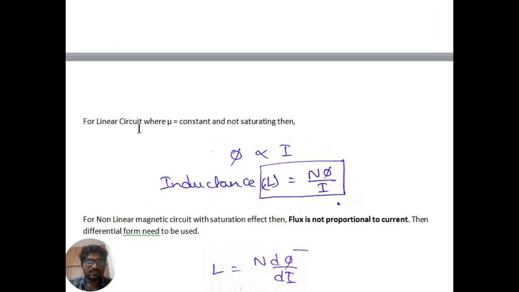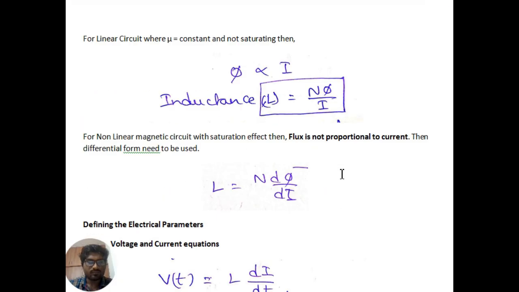If we consider a linear circuit, that means there is no saturation. If flux increases, current also increases. In that case, the differential form can be removed. L is equal to N phi by I. If we consider a non-linear magnetic circuit with saturation effect like iron cores, the flux is not proportional to the current. In that case, the differential form is required. So L is equal to N d phi by di.